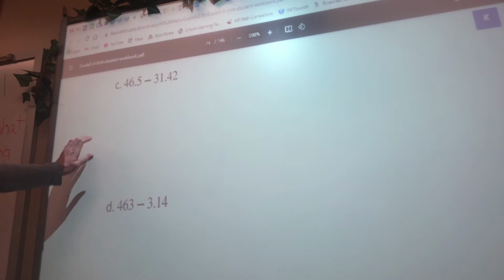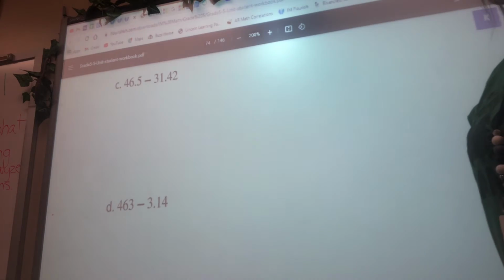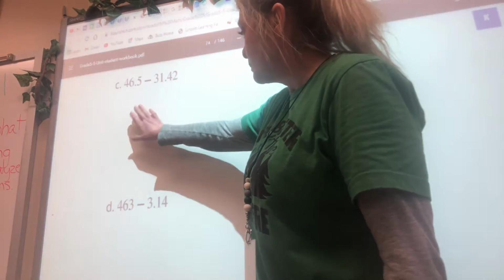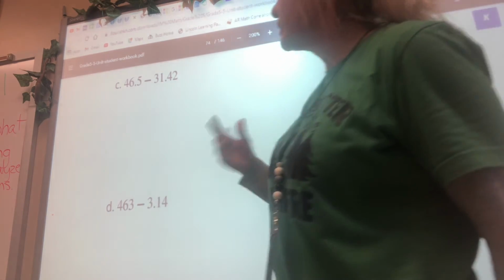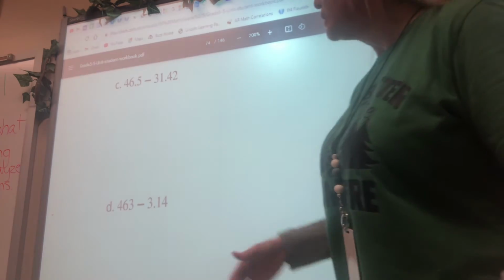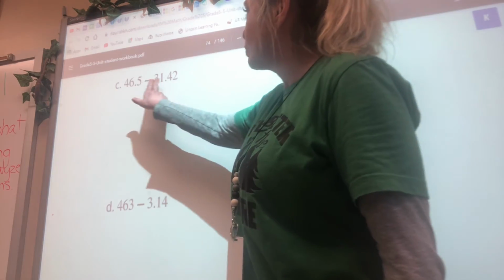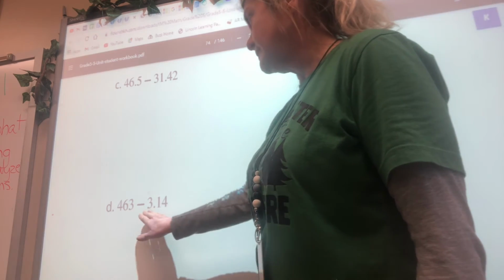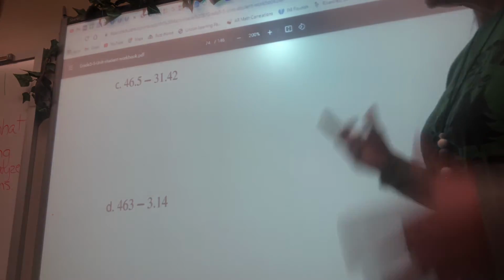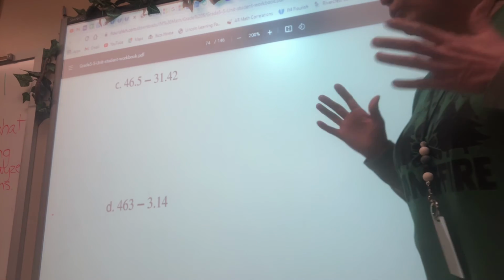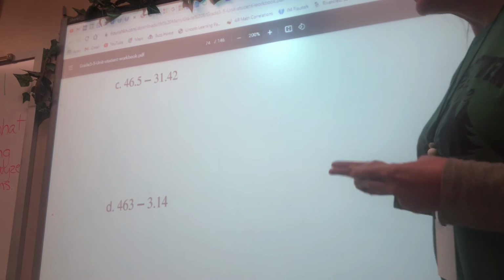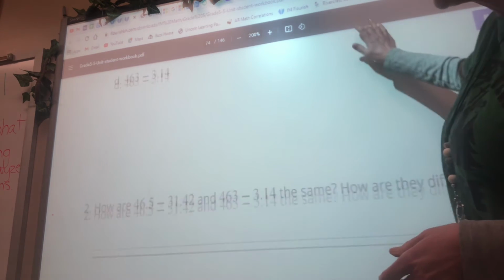Okay, next one, same thing. I want you to work this one out on your own. I just want you to think about where your decimal place is. We have almost the same digits, but we're going to end up with way different numbers, aren't we? Because the whole numbers in this one are just 46 and 31, and the whole numbers in this one are 460 and 3. So just giving you a heads up, you should have way different answers just moving that decimal point and barely changing your digits.